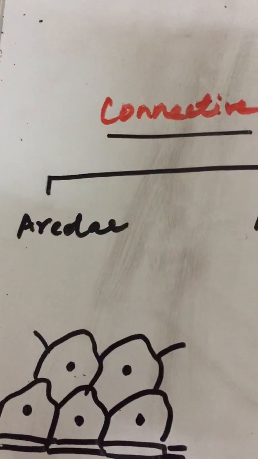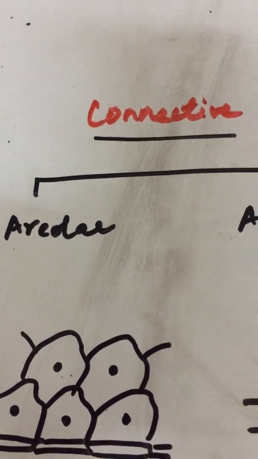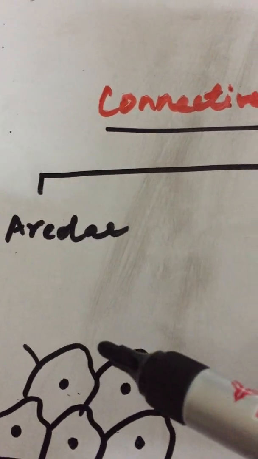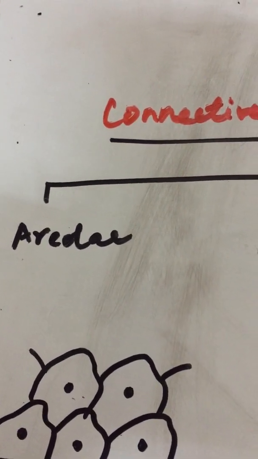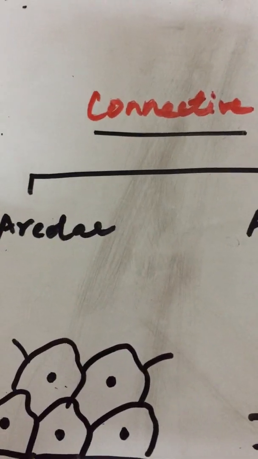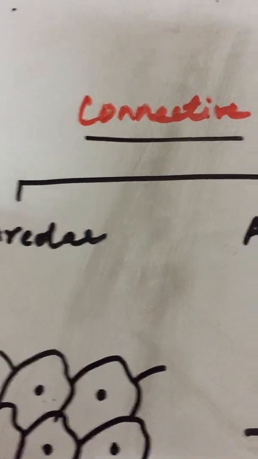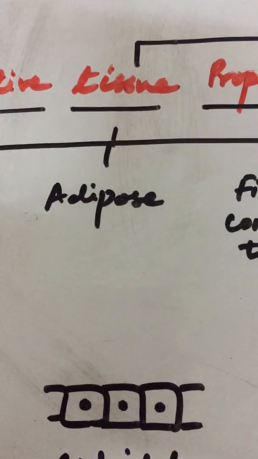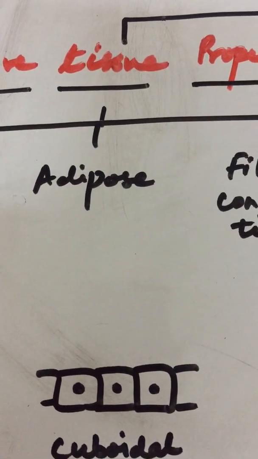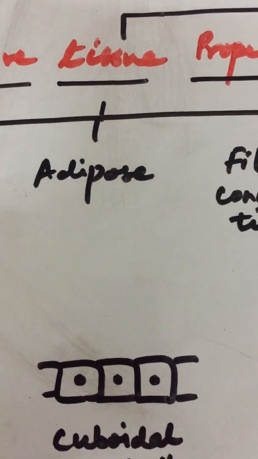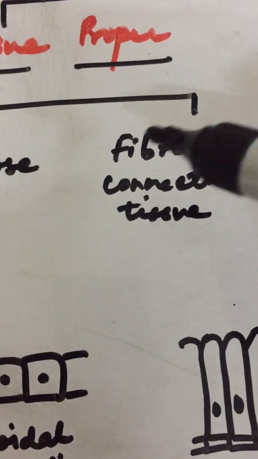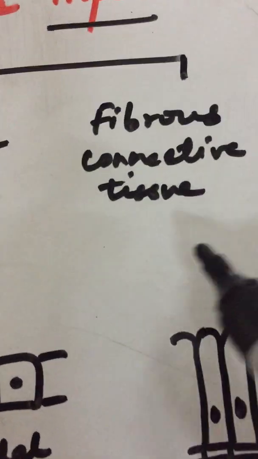Now, areolar tissue is a binding tissue which is present under the skin. It helps to connect the skin to the underlying parts. So that comes in the first category, that is connective tissue proper, the areolar tissue present under the skin. Then we have adipose tissue. Adipose tissue is the tissue which stores fat. This is also present under the skin, but it is a fat storing tissue. And third category is fibrous connective tissue, that is tissues which are comprised of fibers.